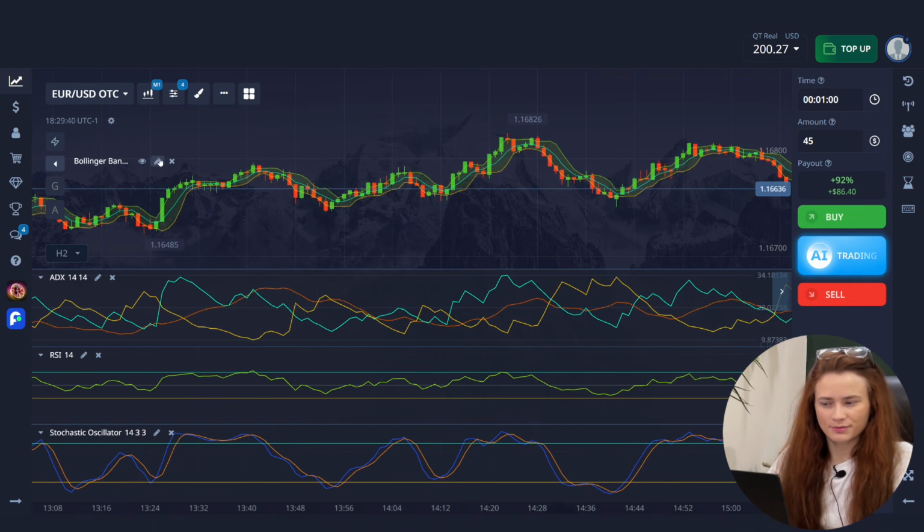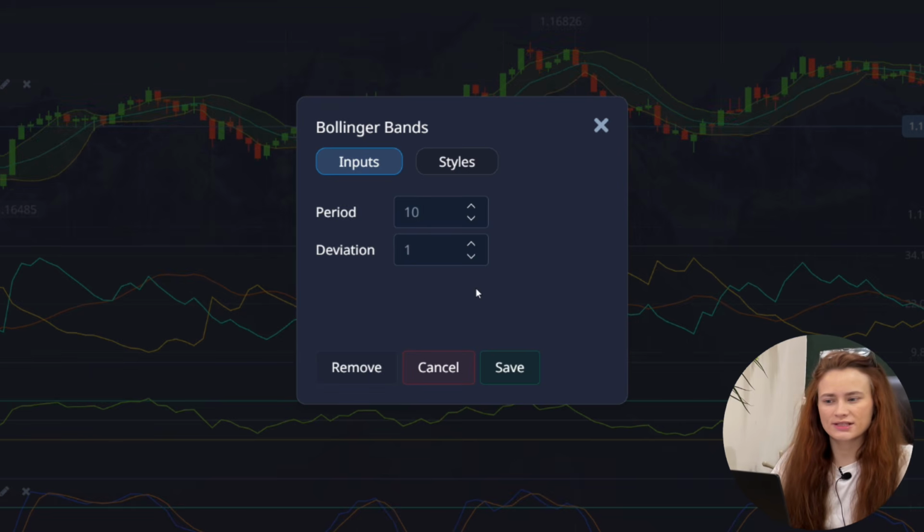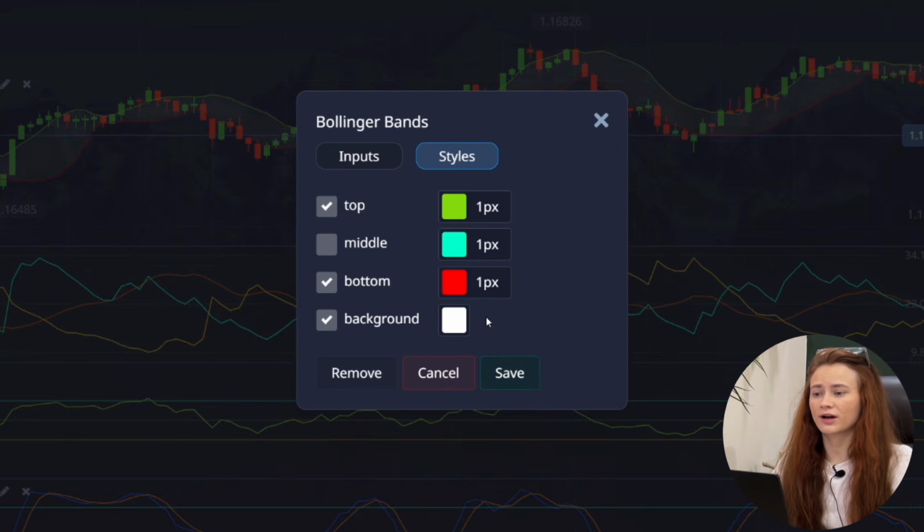Start with the Bollinger Band, guys. Period will be 10, deviation 1. This widens the indicator's working zone. In the style settings, disable the middle line. Upper band will be green, lower band red, and background color will be white.